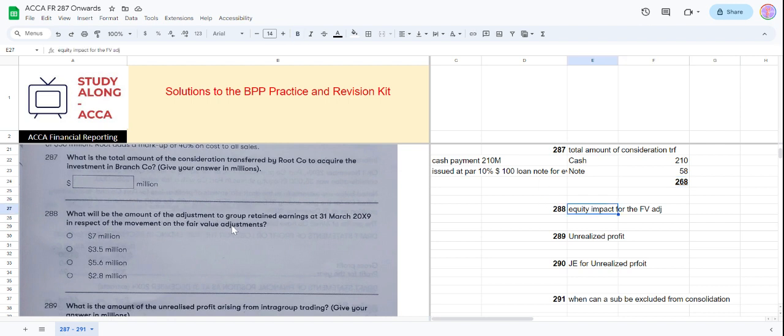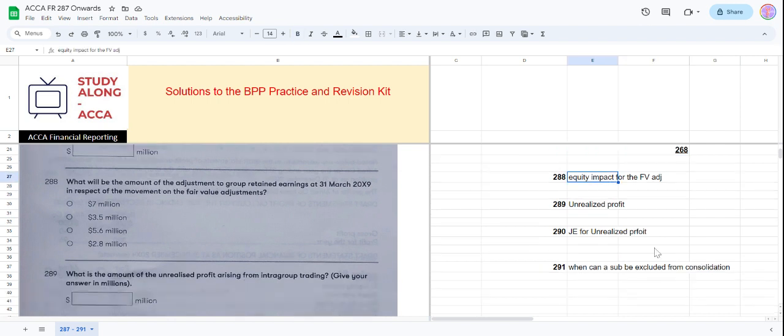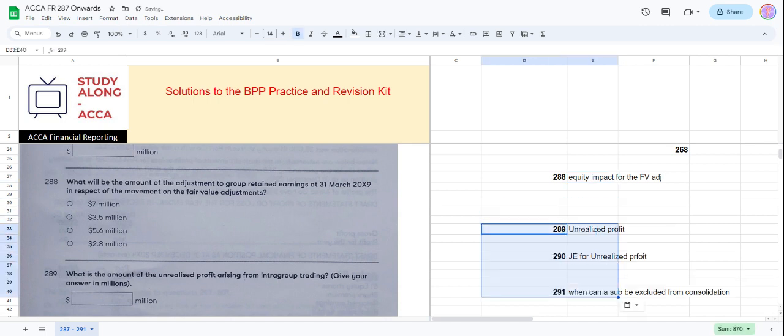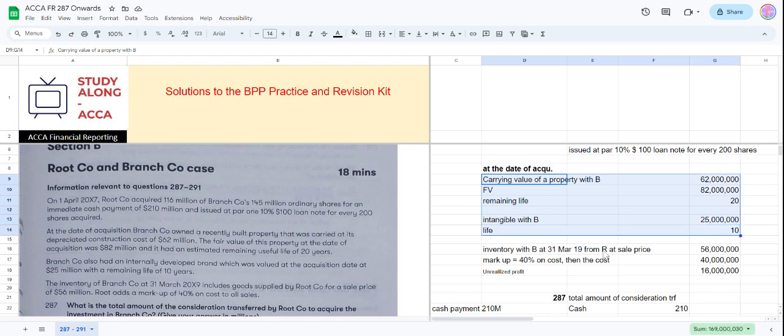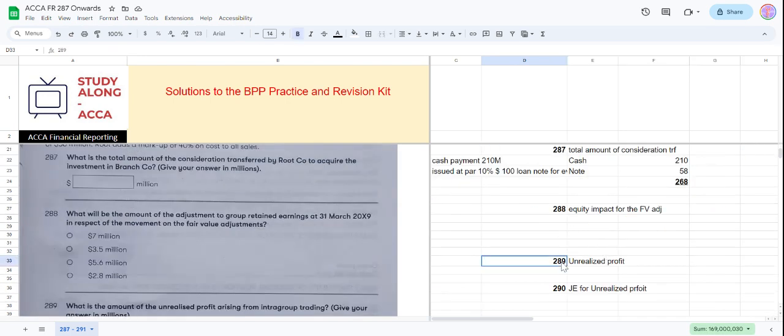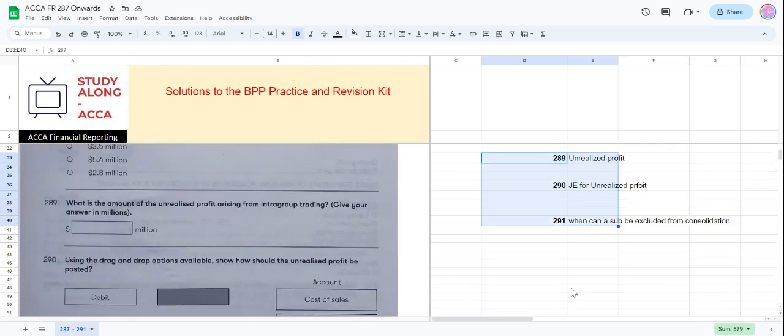Question 288. What will be the amount of the adjustment to group retained earnings? So what will be the impact on group retained earnings? Okay. Let's do this. Here we can reproduce these things: the carrying amount of property and then the intangible. Maybe we need to include some rows here. We'll keep this one here.